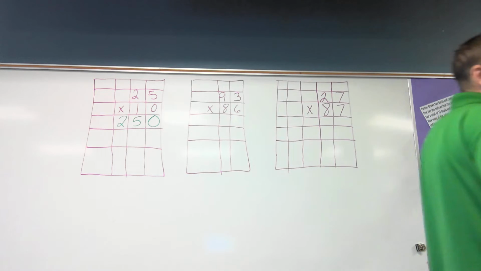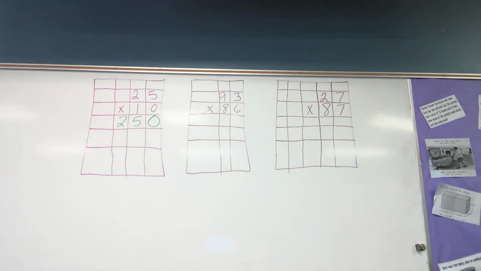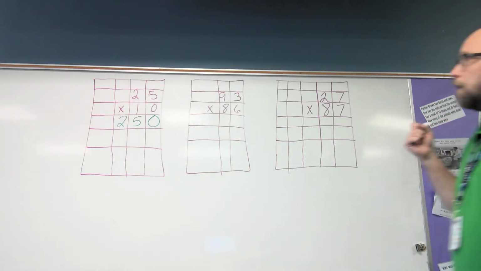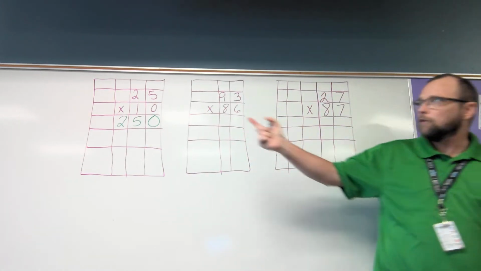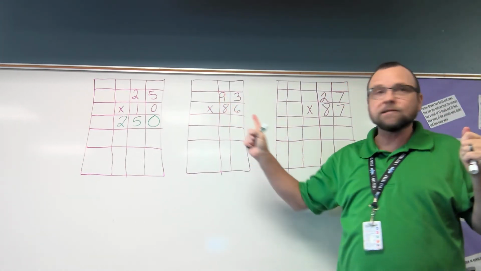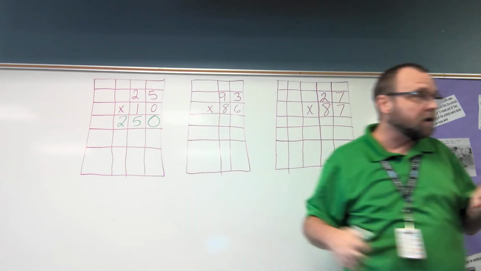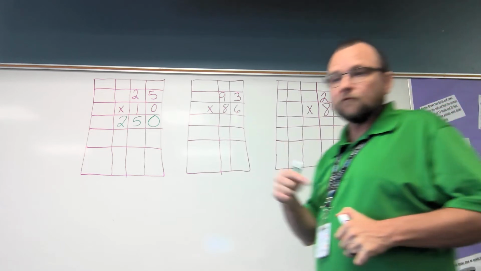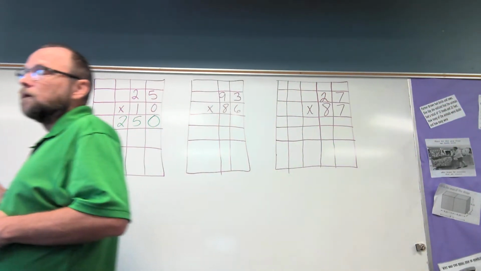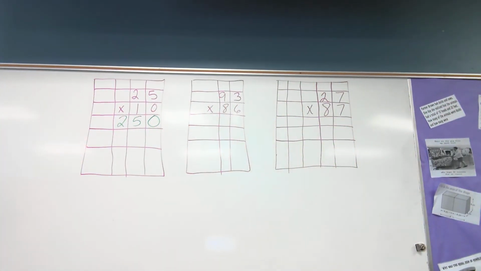All right, now we have 93 and 86. These are called factors, 93 and 86. The answer is called a product. Factors and product. We talked about factors when we were talking about divisibility rules and prime and composite numbers.